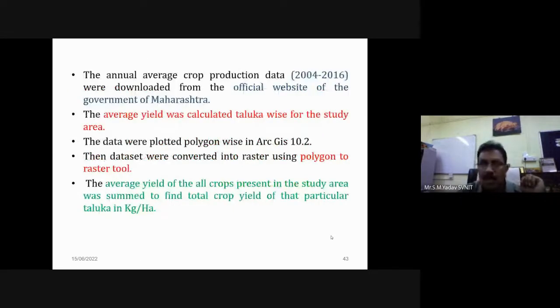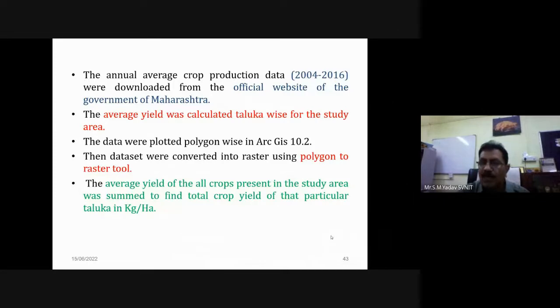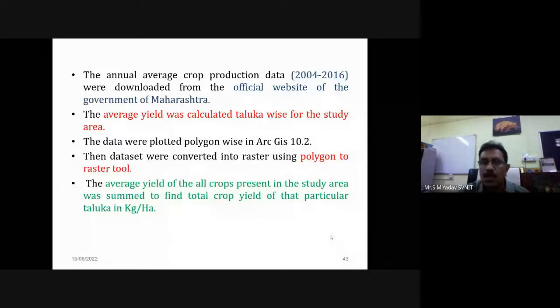The annual average crop production data from 2004 to 2016 were downloaded from the official website of the government of Maharashtra. The average yield was calculated taluka wise for the study area. The data were plotted polygon wise using ArcGIS. The data set were converted into raster using the polygon to raster tool. The average yield of all crops present in the study area was summed to find the total crop yield of that particular taluka in kg per hectare.